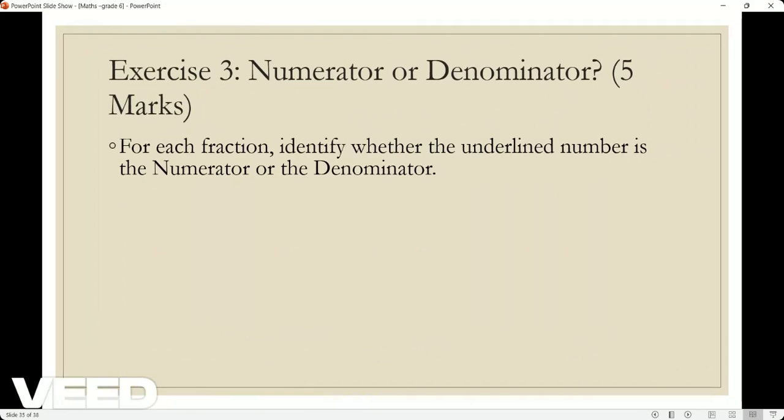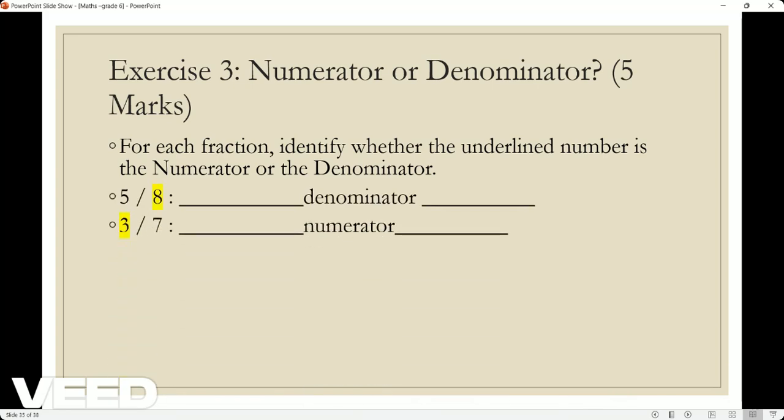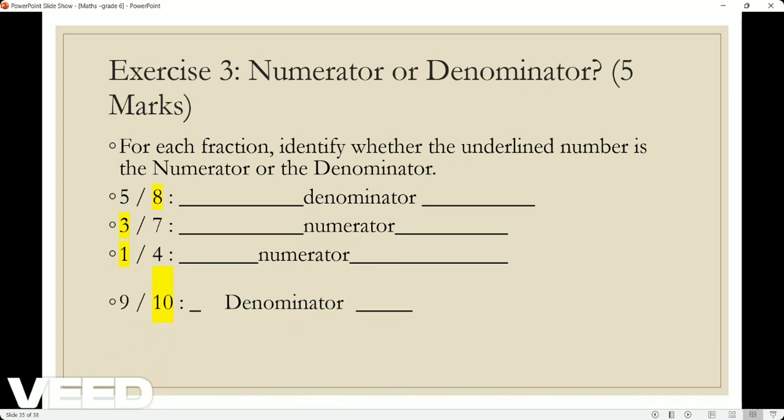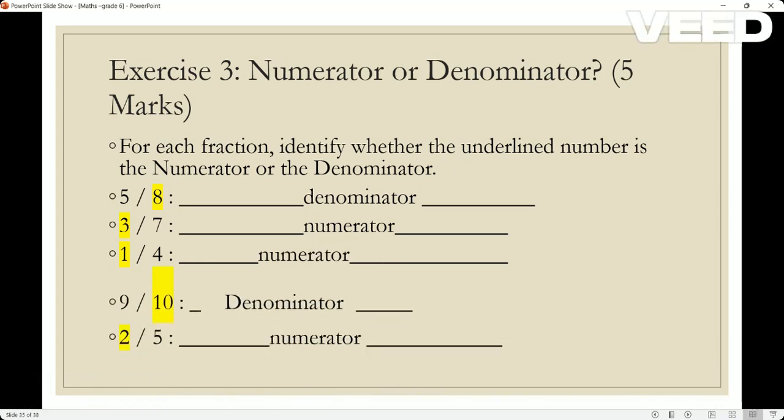So now let's see the answers for that. In this part also, you have to stop this video, write this down and then see the answers. So the first one is the denominator because it is the bottom number. The top number is the numerator, again the top number is the numerator, the bottom number is the denominator, the top number is the numerator.